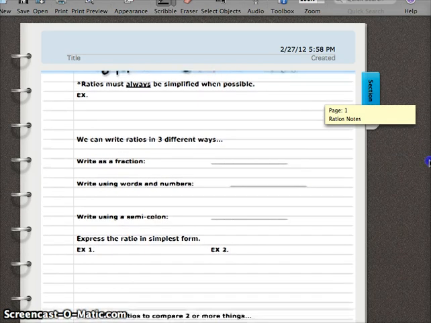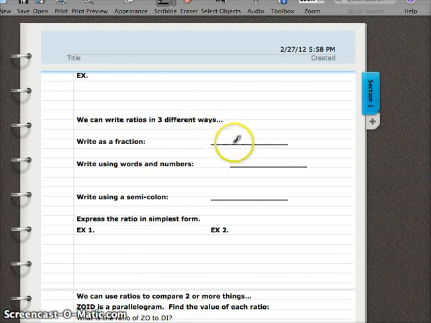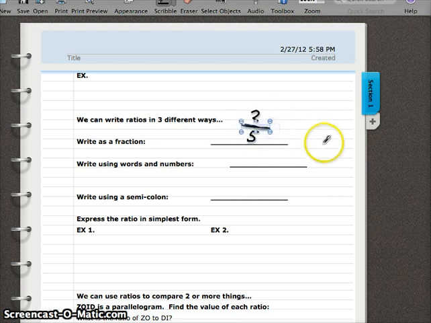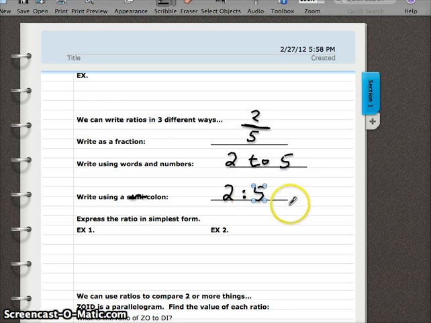Alright, we can write ratios in three different ways. We just saw one as a fraction, right? So here's another example of a fraction. 2 to 5, that's how we say ratios, 2 to 5. So it could be in fraction form. We could say it using our words. We could say 2 to 5 and use the word "to." And we can also, instead of writing the word, use a colon. This is a colon, not a semicolon. There we go. 2 to 5. Okay, so those are the three forms that we can write ratios in.